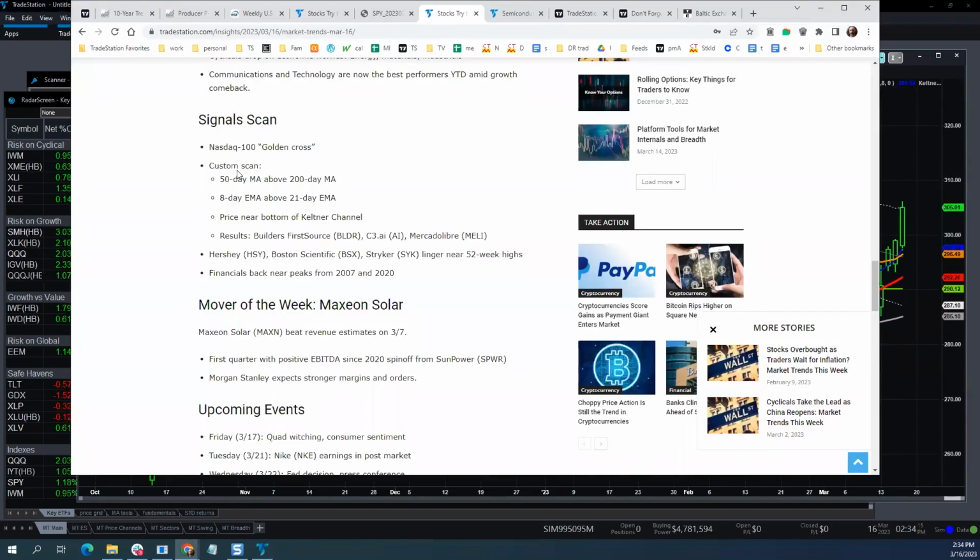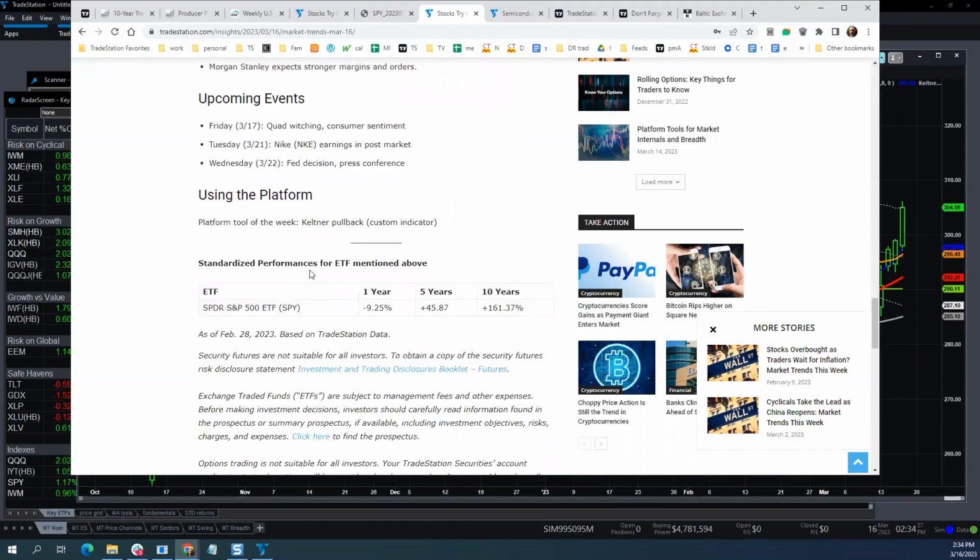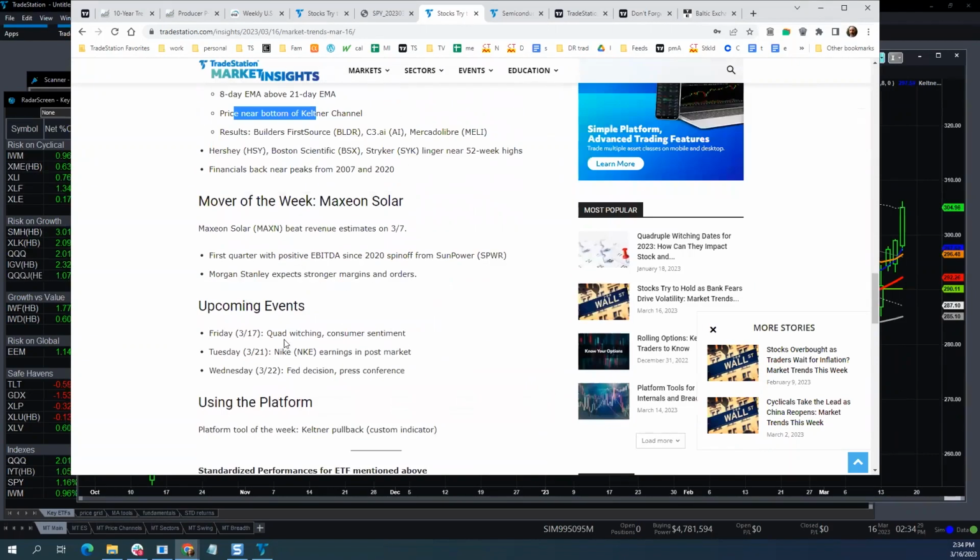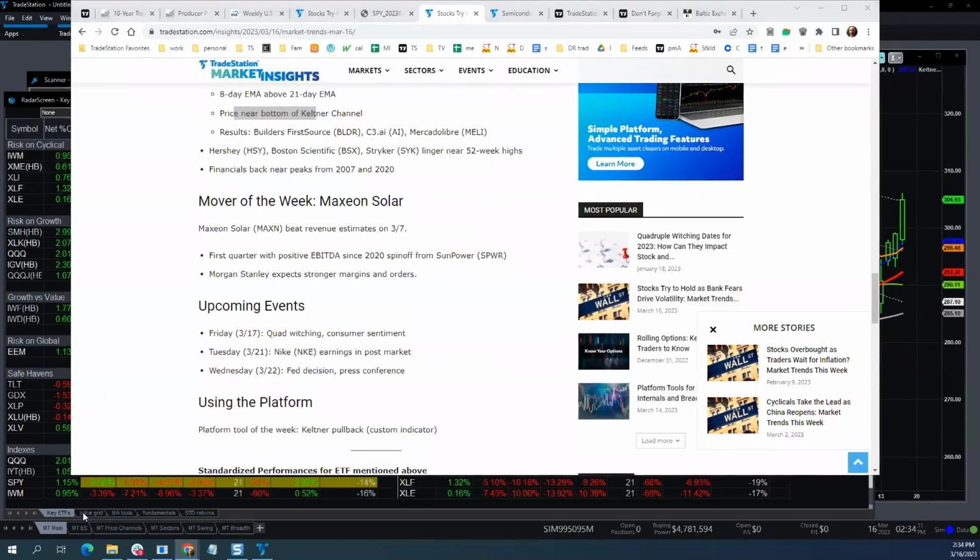All right, so we did a scan where basically we looked for stocks where the 50-day moving average was above the 200-day, the 8-day EMA was above the 21-day EMA, and then the price was near the bottom of the Keltner channel. In order to do that, we use this tool called Keltner pullback. So I'm going to show this to you guys.